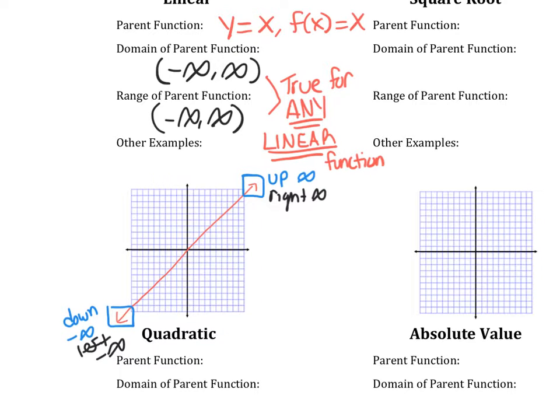Okay, so if your equation or if your graph is a line, it's just a straight line, then it will have a domain of negative infinity to infinity and a range of negative infinity to infinity.